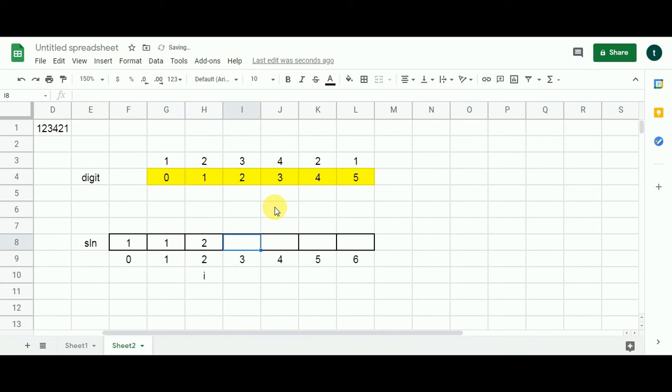I'm sure you are asking why I have added the value of the cell represented by I minus 2. Do not worry, I am going to explain it to you as we progress with the solution. So just keep watching this video.